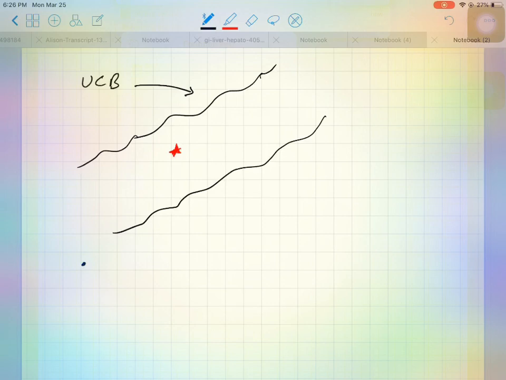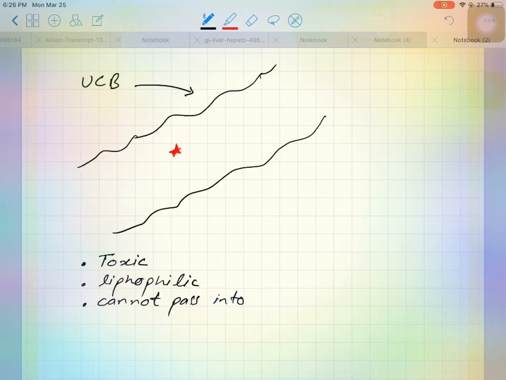Some characteristics of unconjugated bilirubin are that it is highly toxic, it is lipophilic, and it cannot pass into urine. Why? I will tell you.